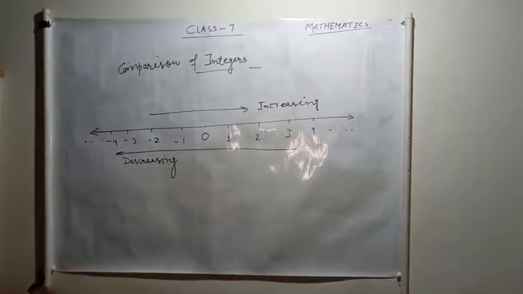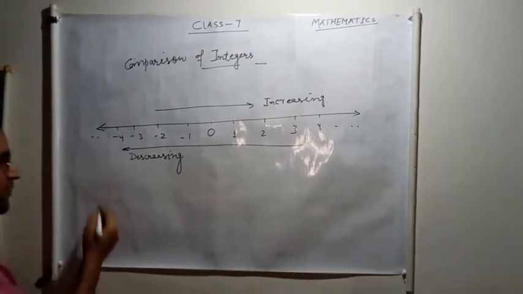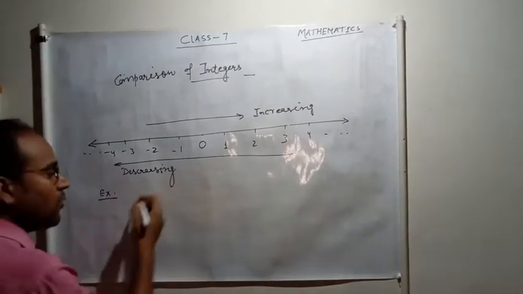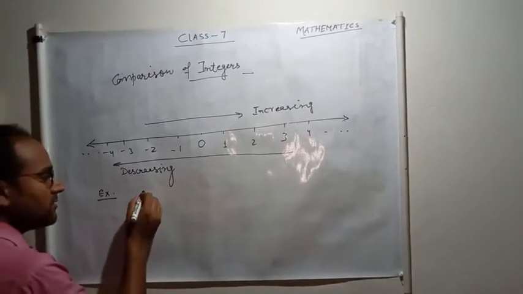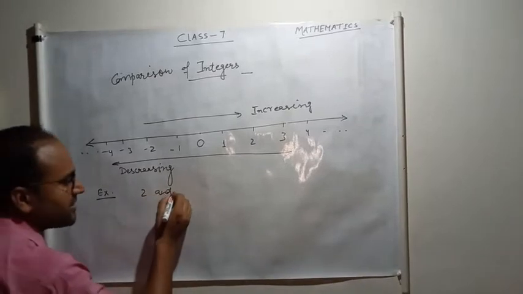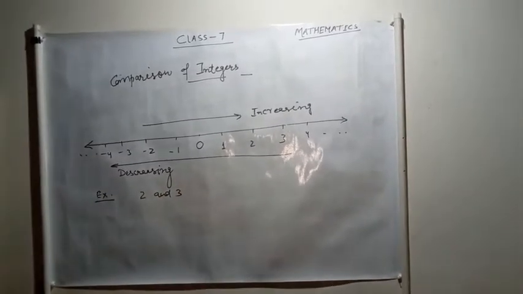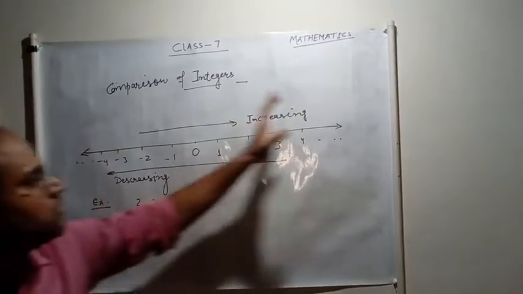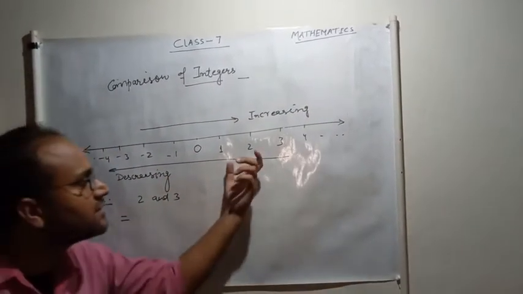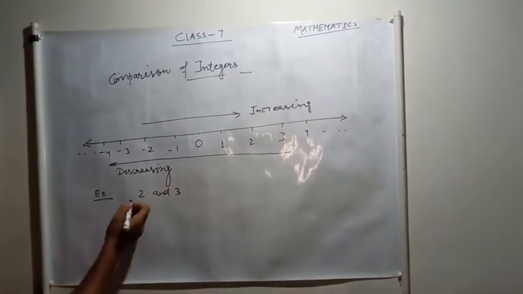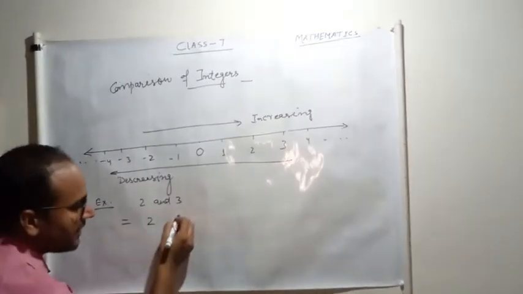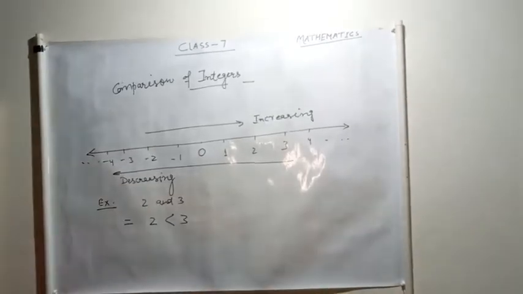So it is very easy to compare. Suppose, for example, I take 2 and 3, two positive integers. According to the condition, when we go from left to right, the value of the integer is increasing. Which one is greater here, 2 or 3? 3 is greater than 2.